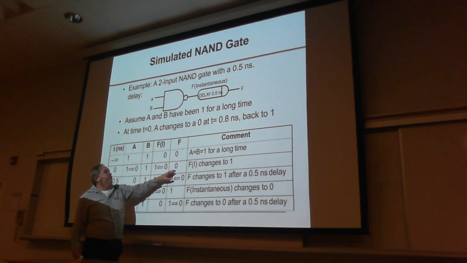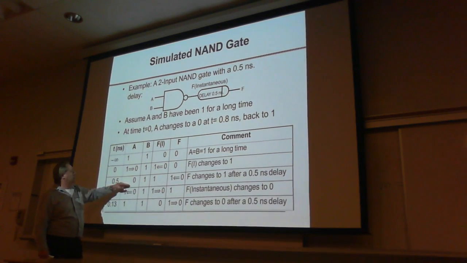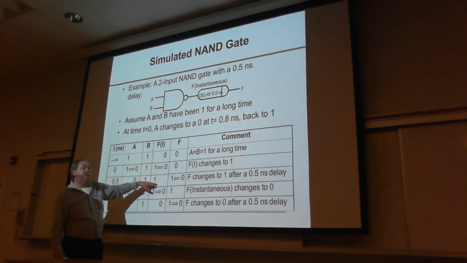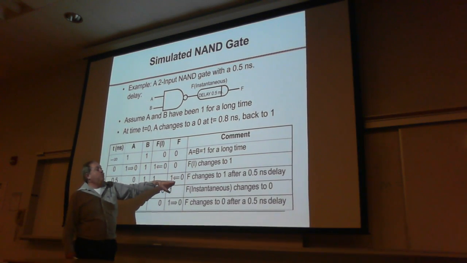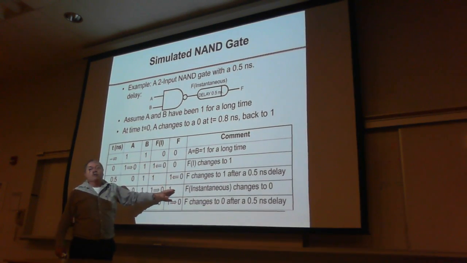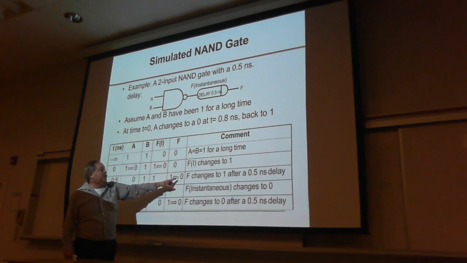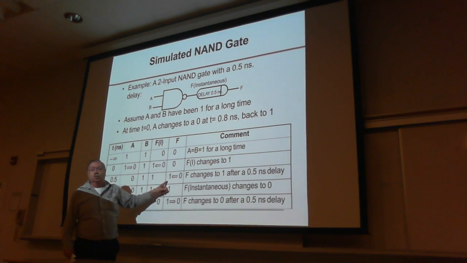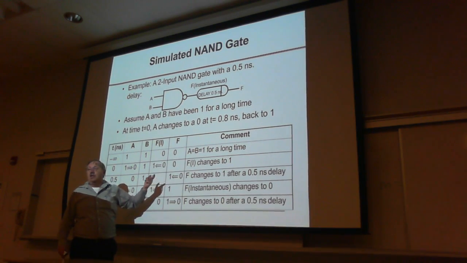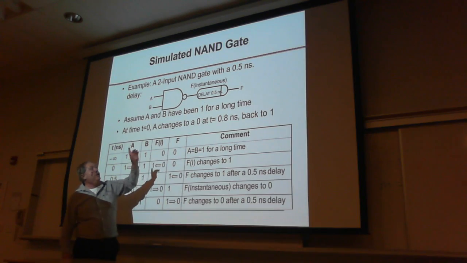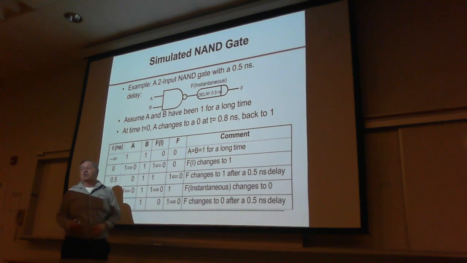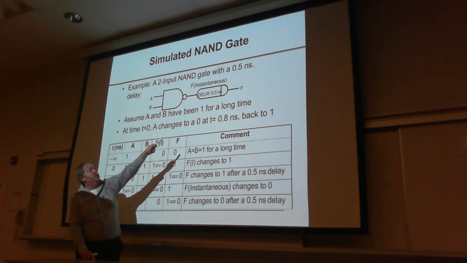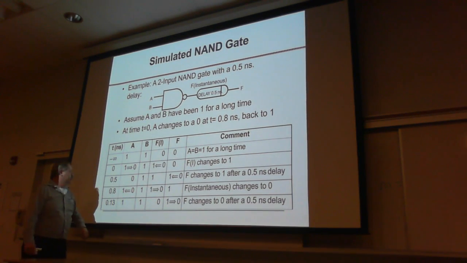So 0.5 nanoseconds later, it's still 0, 1 inputs. It's still 1 on my instantaneous output. But my 0.5 nanosecond delay kicked in, and so that 0 output of the whole circuit then changed from 0 to 1. That's what this is saying. It's saying you're now looking at the whole circuit, even though I'm looking microscopically at it, right? I'm looking at the immediate output of the NAND, and I'm looking at the output of F.